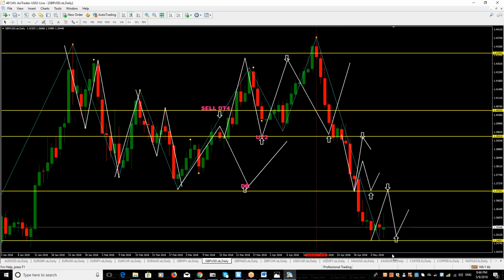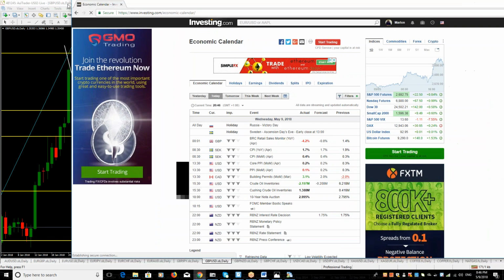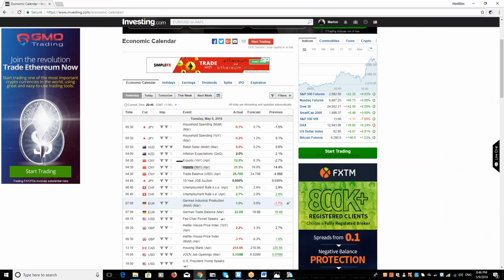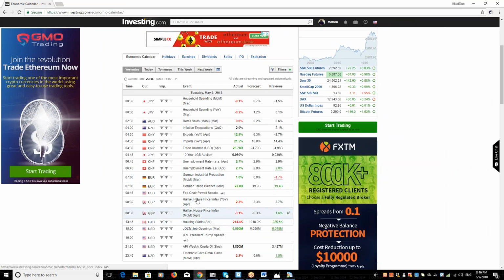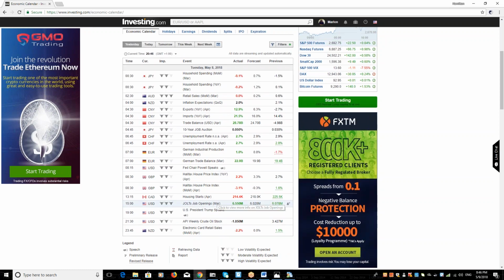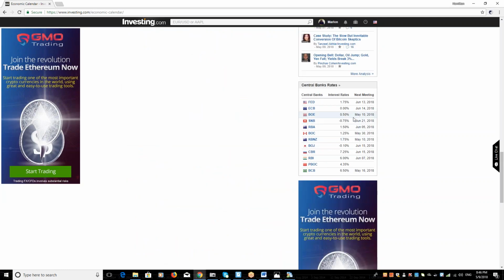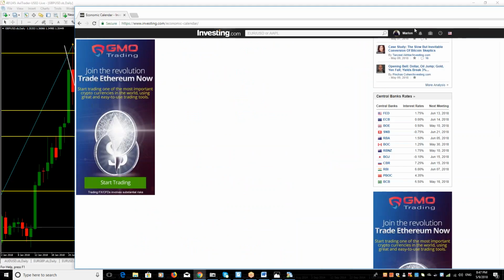Now this one here is the GBP USD. Sometimes, guys, if I'm going to be looking at the GBP USD, we've got an interest rate decision. Was it yesterday? Let's see, when is the interest rate decision? Bank of England, the 10th of May. Oh, that's tomorrow.